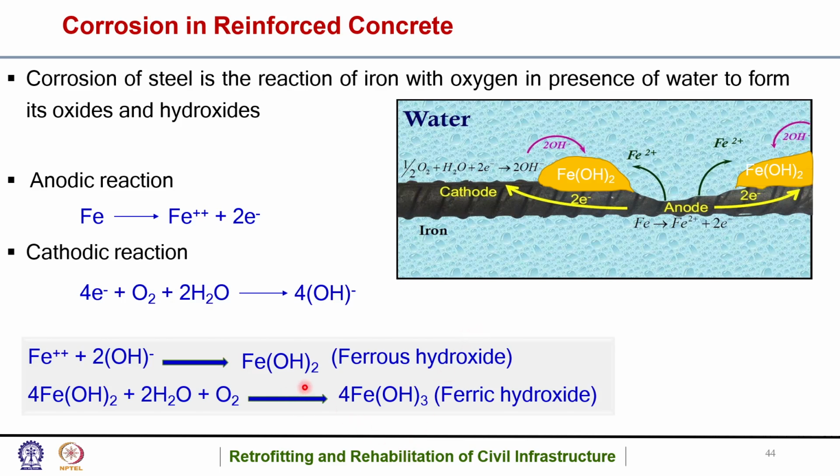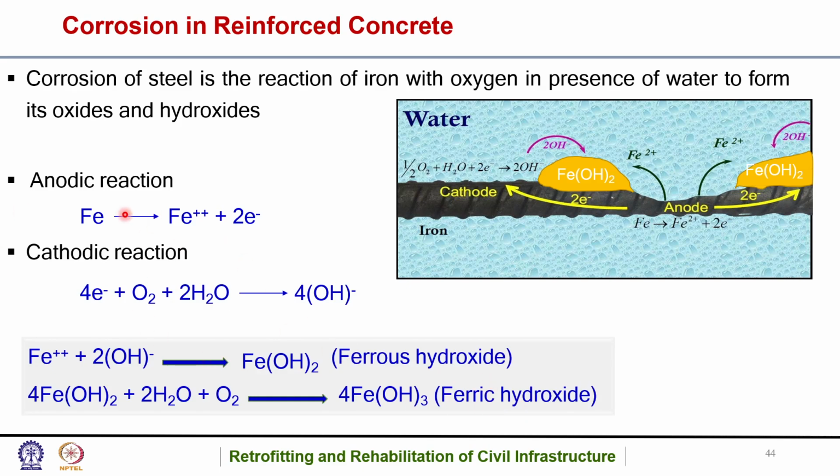Generally, the corrosion formula is Fe2O3.xH2O, that is ferric oxide. Here we see ferrous oxide. In case of rebar, any formation of hydroxides is basically the corrosion: ferrous hydroxide and ferric hydroxide.